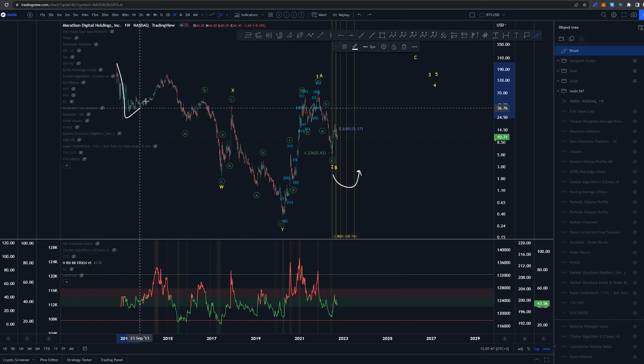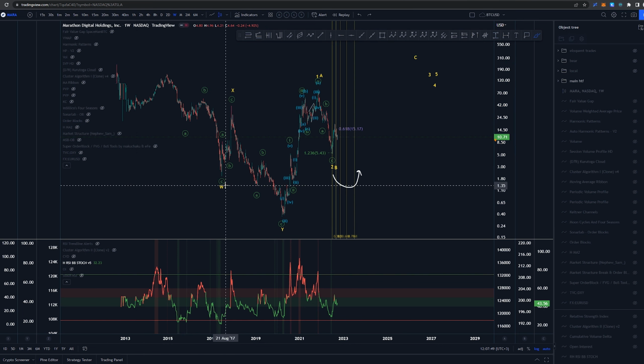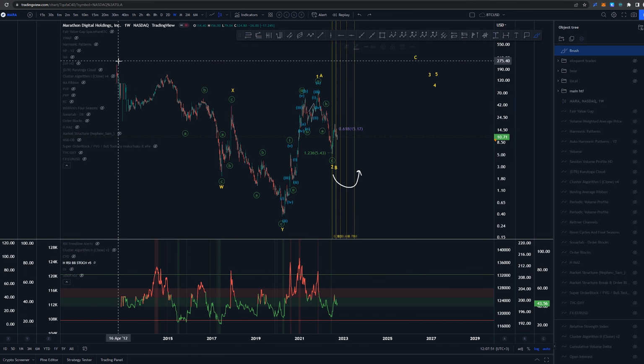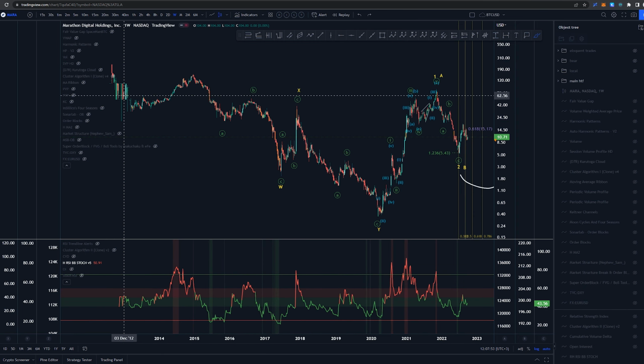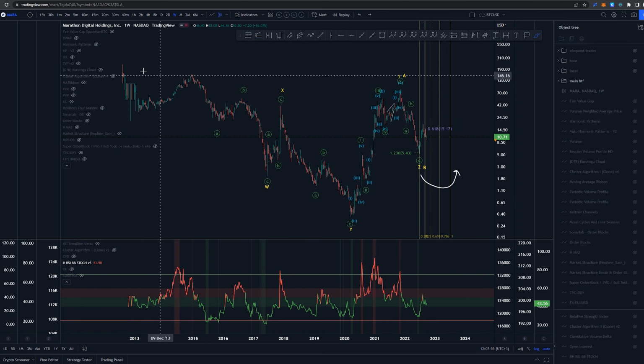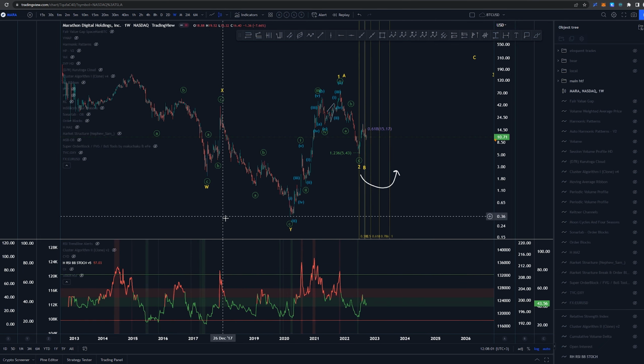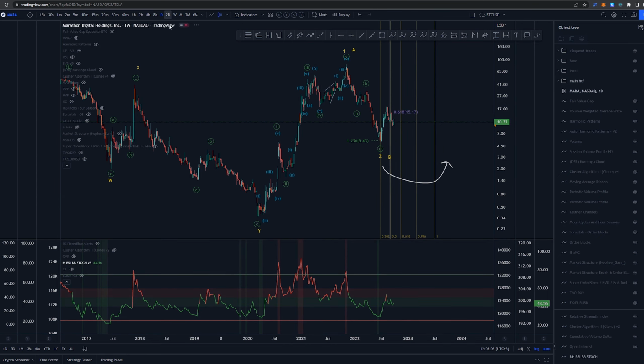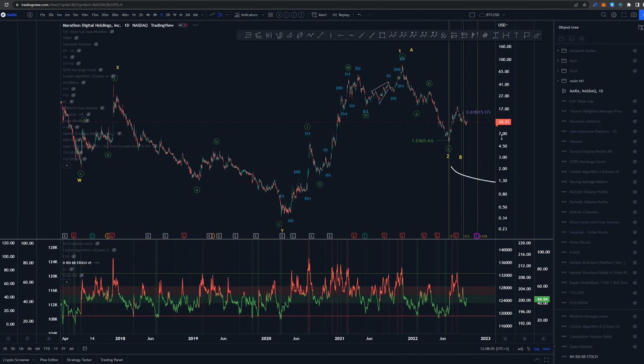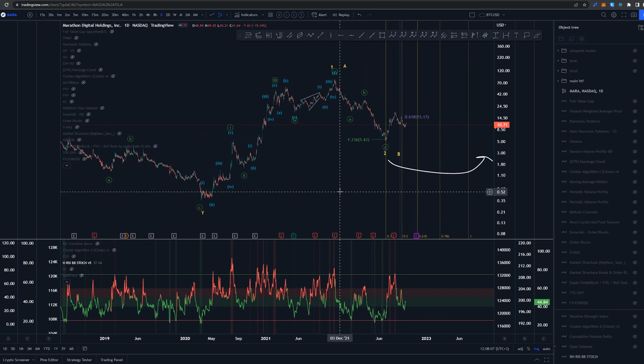Is it possible that we had this as a structure into W? Of course it is. These structures over here are just horrible looking, so I wanted to ignore them for a bit, and that's why I started my count from up here. But in any case, let's zoom in a bit and take a look at the daily time frame and start looking at what we've got here.